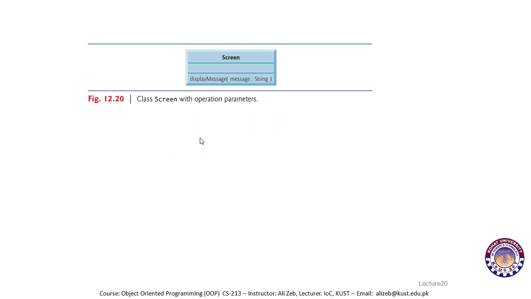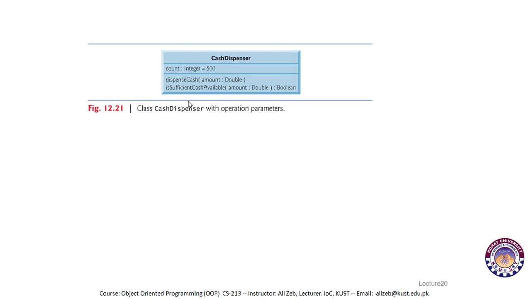The screen, for example, the display message operation of the screen should get a message that it needs to display on the screen. The method of the cash dispenser class should get the amount, let's say, that it needs to dispense to the user, and it needs to check, let's say, if the amount is available in the cash dispenser.